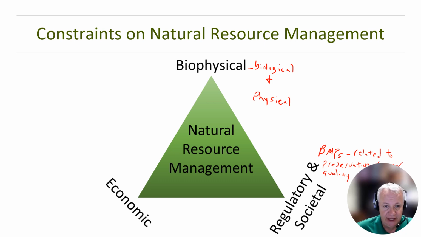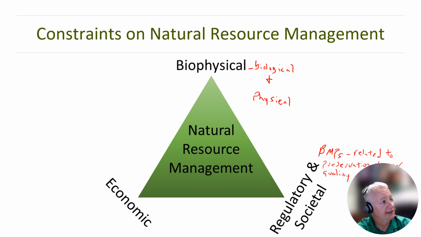So, for instance, we can't put a log deck in an ephemeral stream bed. That's against best management practices. We can't clear cut down to the banks of a perennial stream, because that's a special management zone, and BMPs in Florida, for instance, prevent us from doing that. So that's an example of regulatory constraints. Those are laws or regulations that prevent us from doing particular things.